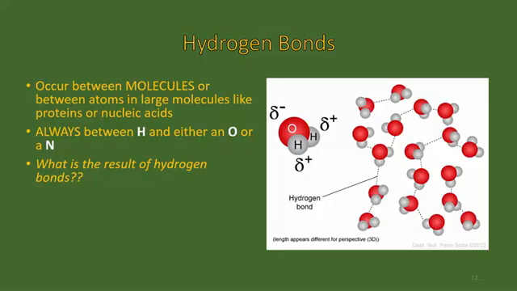The last type of bonding is a bond that is between 2 different molecules or between 2 parts of a very large molecule. This bond, the hydrogen bond, is a very weak bond, and it always is between a hydrogen and an oxygen, or a hydrogen and a nitrogen. Because it's so weak, it's easily broken by heat or a change in pH.